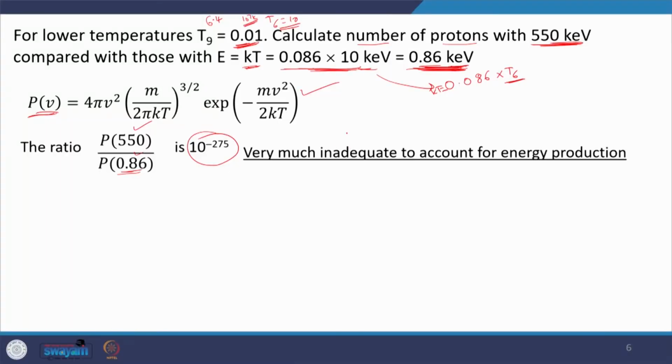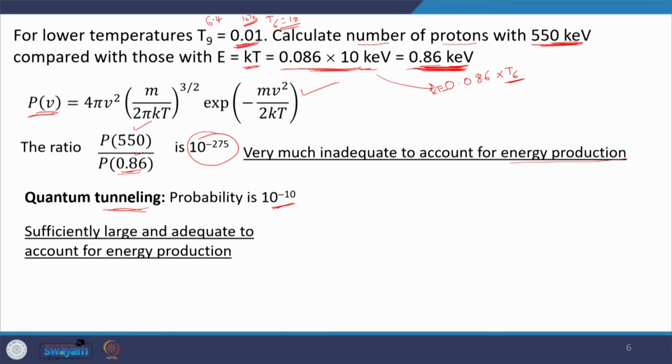To know that, this calculation is important, but this came out to be 10 to the power of minus 275, which is very much inadequate to account for energy production in stars. So, the only way out, as suggested by Gamow at that time, is alpha decay, because of quantum tunneling, alpha can come out. In the same way, maybe protons can undergo fusion quantum mechanically, based on the tunneling process, and the probability is not minus 275, but it is minus 10, which is sufficiently large, and adequate to account for the energy production.